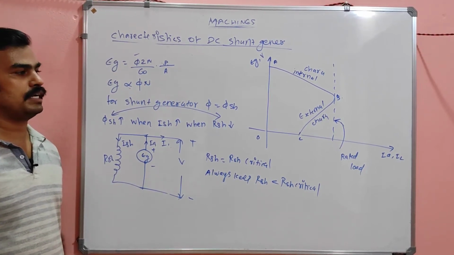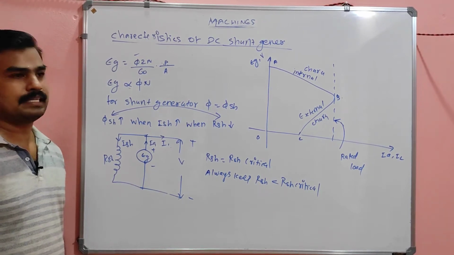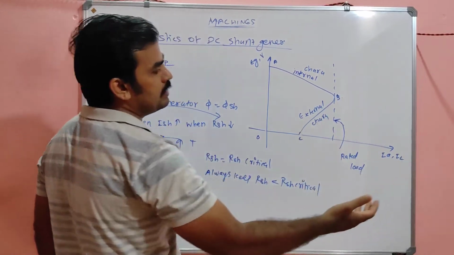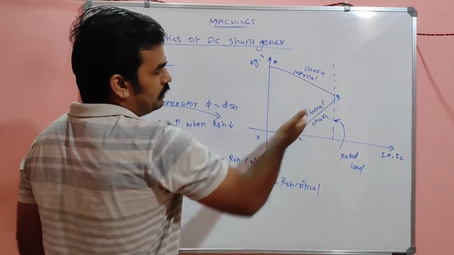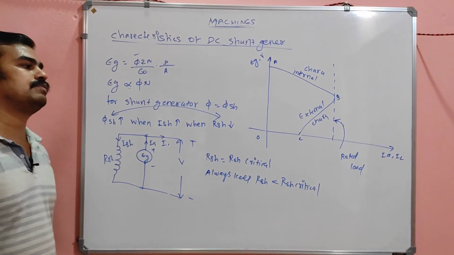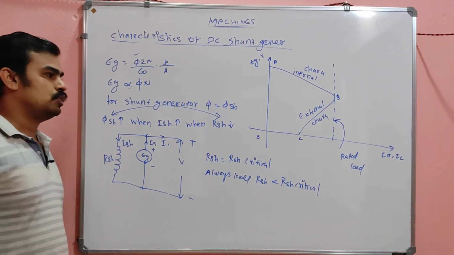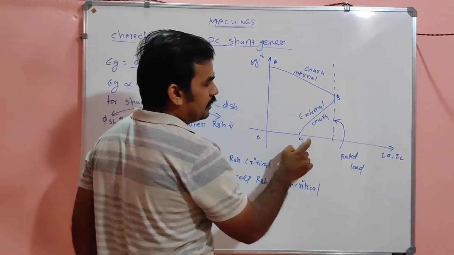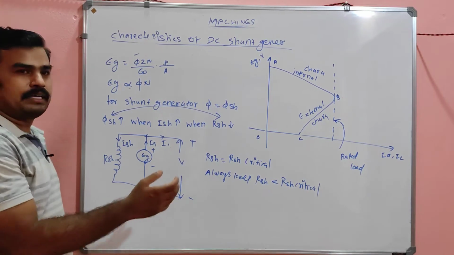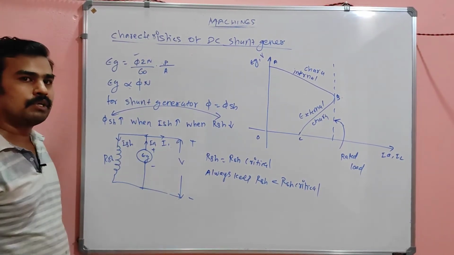So that's the concept of the external characteristic and internal characteristic. V versus IL is the external characteristic. If you again increase the load current, the voltage falls, and it will become zero for a certain load current. The zero point is noted here, not the maximum value. Zero voltage means it is suddenly short circuited.